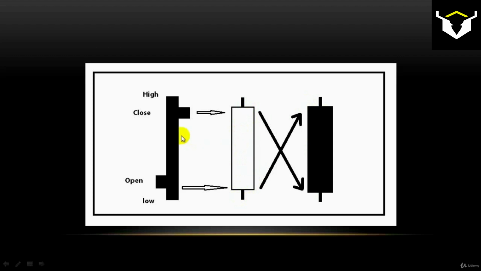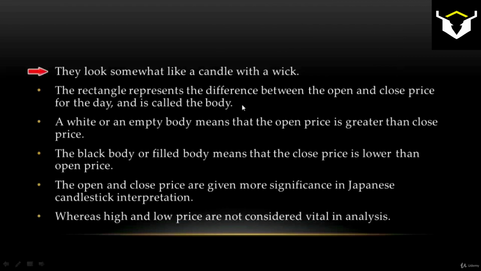Now, bar charts have open and close prices plotted on the left and right side, whereas a candlestick uses a rectangular body to represent open and close price, and the highs and lows for the day are plotted as lines above and below the body. These lines are also called hair or shadows of the body. They look somewhat like a candle with a wick.